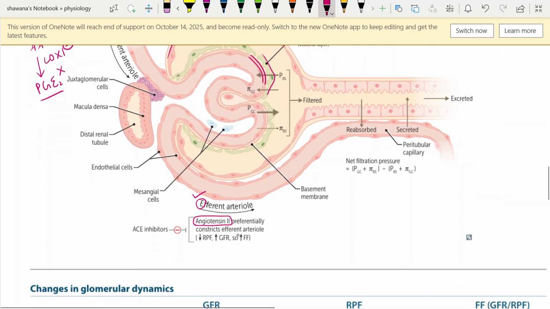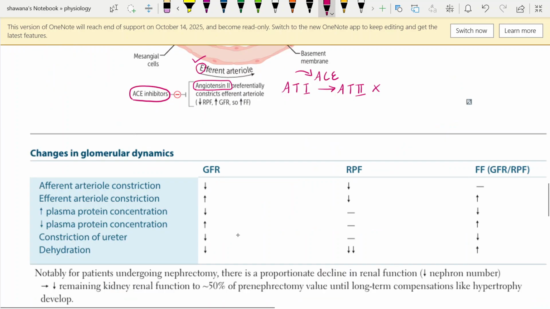And what about the angiotensin 2? Angiotensin 1 is converted to angiotensin 2, right? By the action of which enzyme? The enzyme that is present on the vascular endothelial cells in the pulmonary circulation, ACE, angiotensin converting enzyme. This enzyme is inhibited by the angiotensin converting enzyme inhibitors, like captopril. These are inhibitors for the ACE, and when ACE inhibitors are working, angiotensin 2 will not be produced and will not constrict the efferent arteriole. Okay, that was about the filtration. Let's move on.